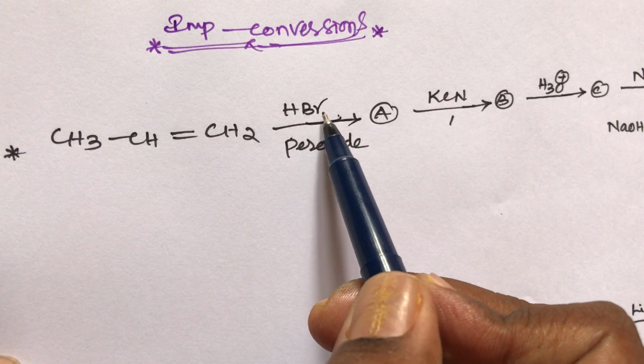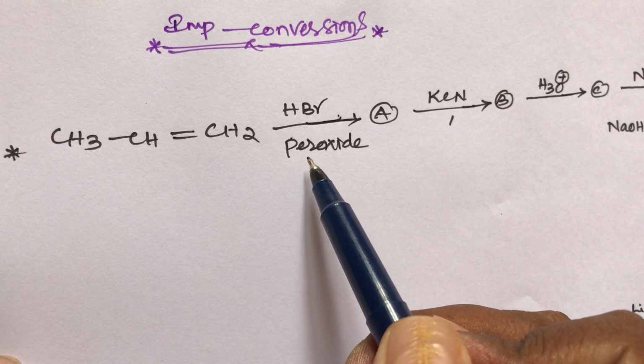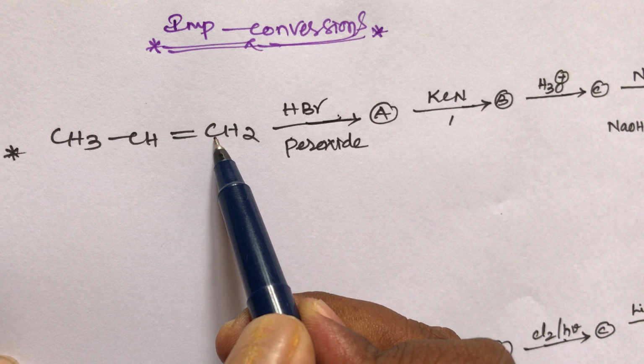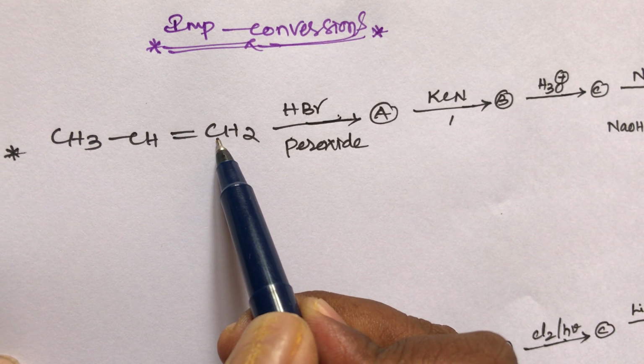1-propene reacts with HBr in the presence of peroxide. It belongs to free radical addition. In this, what happens in the first step, student? Here this Br will attack the carbon which contains more number of hydrogens.